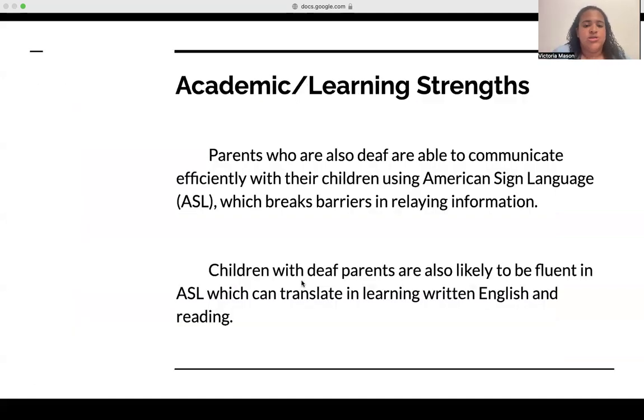So next we're going to talk about the academics and learning for hearing impaired students and individuals, the different strengths, needs, challenges, and what interventions are available. To begin, for strengths, parents who are also deaf are able to communicate efficiently with their children using American Sign Language, which breaks barriers in relaying information. And children with deaf parents are also likely to be fluent in ASL, which can translate in learning written English and reading.